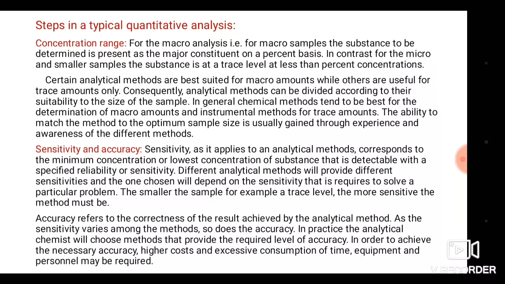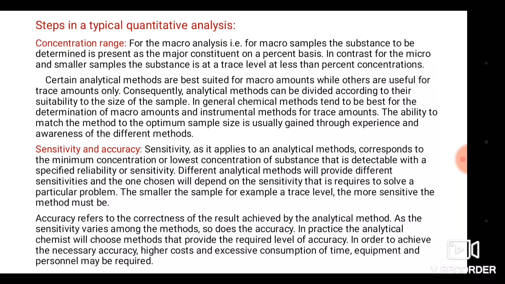So what about accuracy? Accuracy refers to the correctness of the result achieved by the analytical method. Accuracy means correctness: how correct is this method. As the sensitivity varies among the methods, so does the accuracy. In practice, the analytical chemist will choose a method that provides the required level of accuracy.